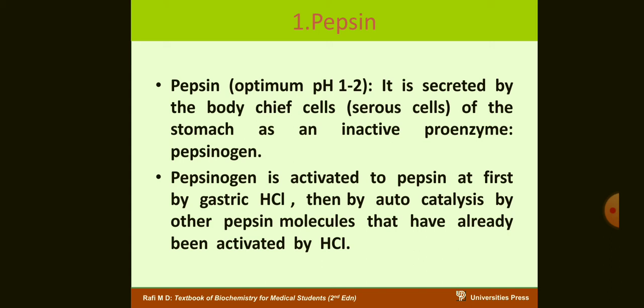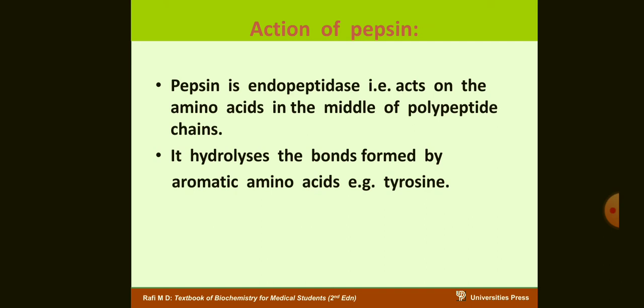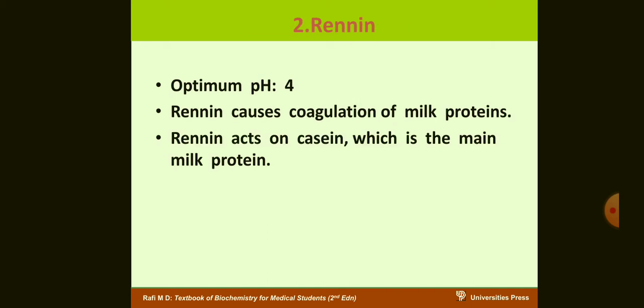Pepsin is an endopeptidase, that is, it acts on the peptide bonds of amino acids in the middle of the polypeptide chain. It hydrolyzes the bonds formed by aromatic amino acids. For example, tyrosine: the peptide bond formed from the carboxylic group of tyrosine with its adjacent amino acid is hydrolyzed by pepsin. Pepsin acts on pH 4. The optimum pH is 4.